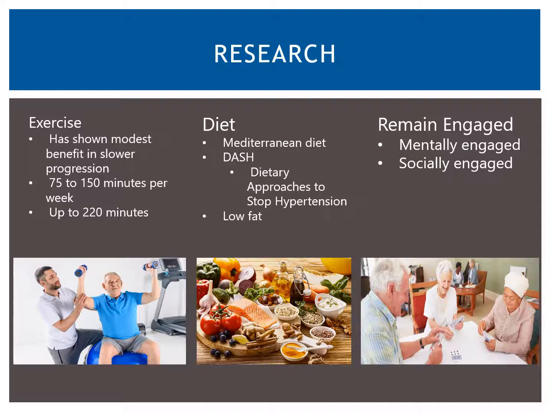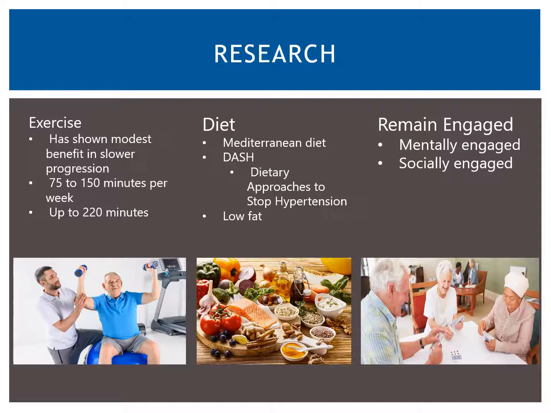This next slide again is on research. So really it breaks down in a nutshell things that are helpful, healthy ways to live your life, and just basic benchmarks of things that are going to help your overall health, which also benefits your brain. So exercise is one area of focus. It is showing modest benefits in slowing progression. And how much is helpful? So on average, we typically recommend that folks think about 75 to 150 minutes per week. Up to 220 minutes has been studied, but has not necessarily been proven additionally beneficial beyond that 150-minute benchmark.